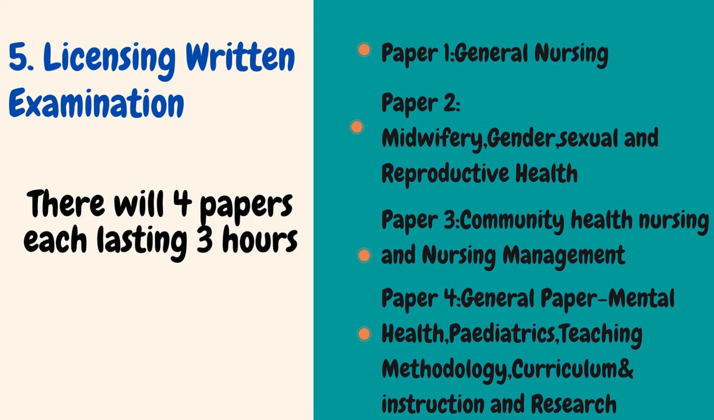We have paper 2, midwifery, gender, sexual and reproductive health. Paper 3, we have community health nursing and nursing management. Paper 4, we have general paper. General paper entails mental health, pediatrics, teaching methodology, curriculum, instruction, and research. So it's 4 papers in total, but they cover everything from your first year to your third year of training, covering content in your theory and practical sessions.